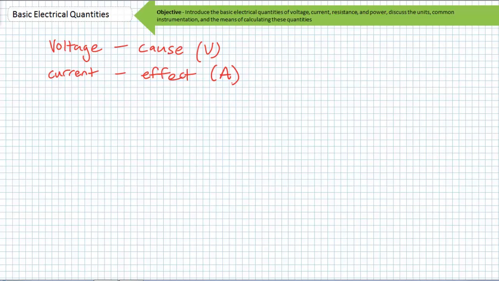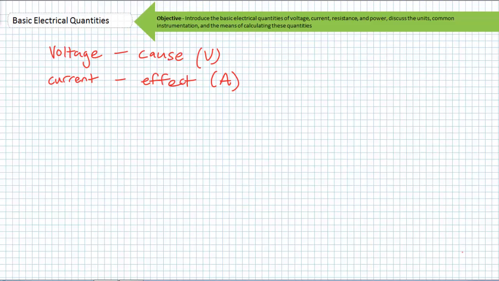The unit of current is the ampere, or an amp, abbreviated as an A. The same qualifiers exist regarding engineering units. 0.020 amps is 20 milliamperes. If voltage is the cause of current, then current is the effect of voltage.